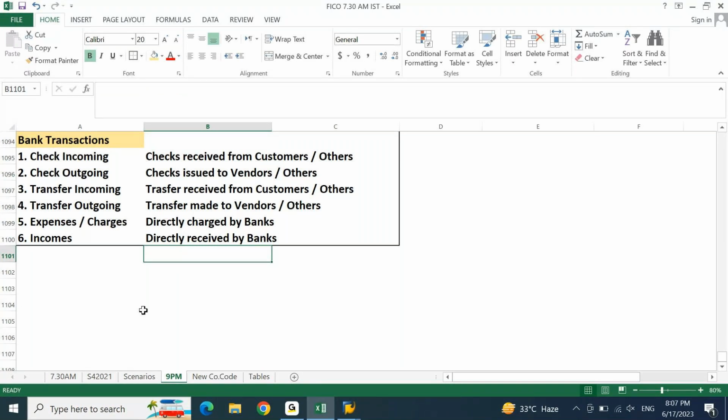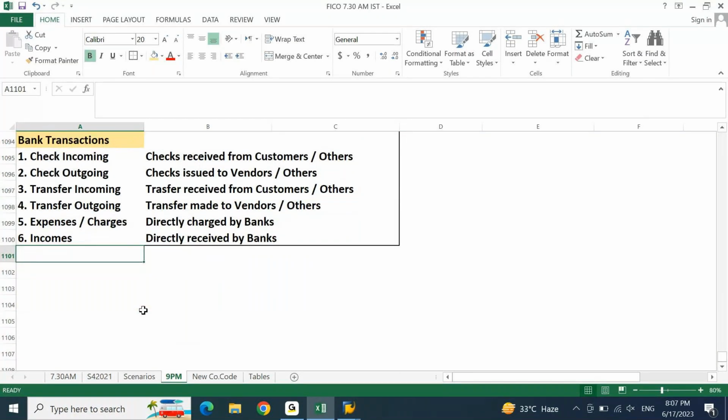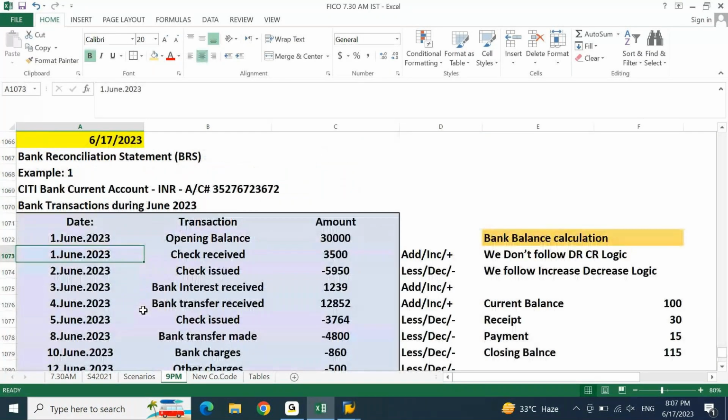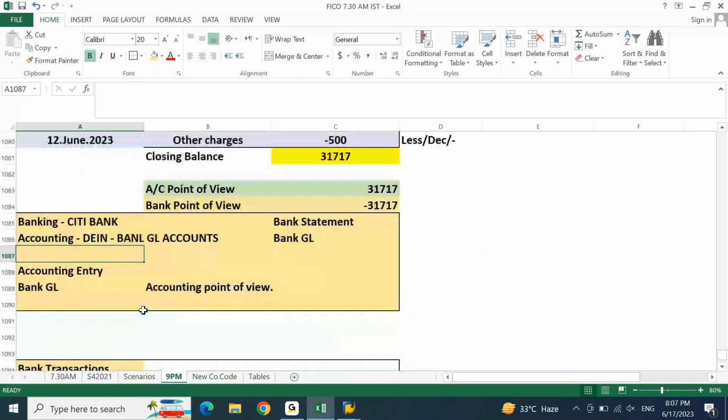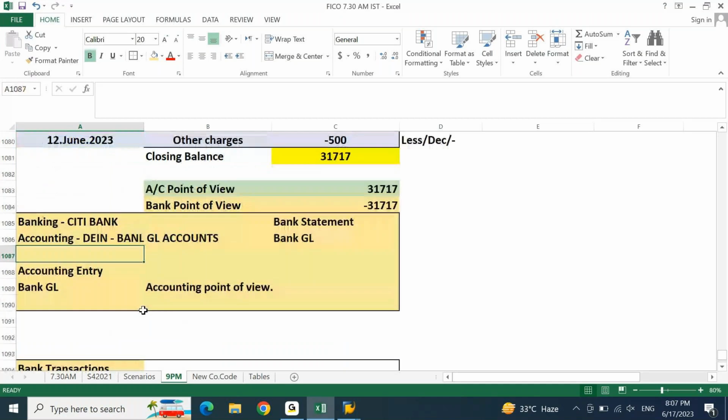Now these are the transactions that we normally get from this. After this, you have to understand slowly how the accounting entries will come in your BRS. But before we go to the accounting entries, because the accounting entries part is very simple, I want to ensure you are clear with these points. If you are clear with these points, the accounting entries are very simple. Nothing complex, nothing critical.